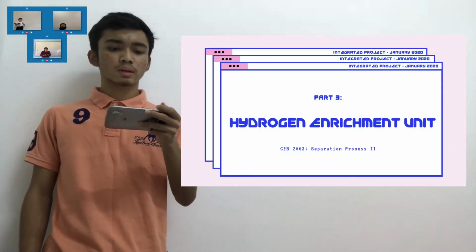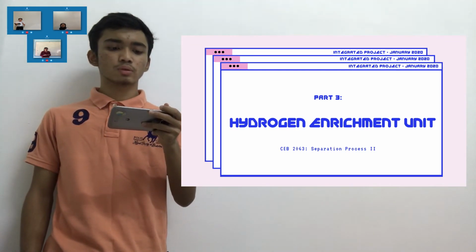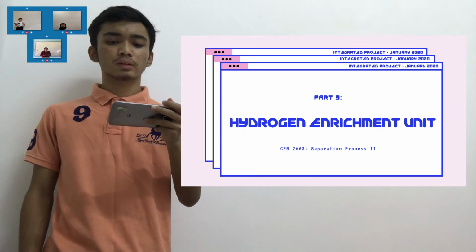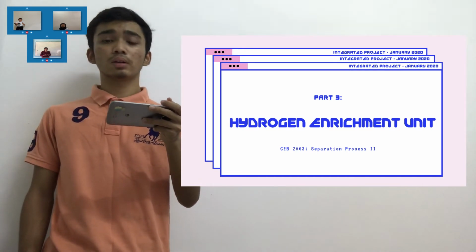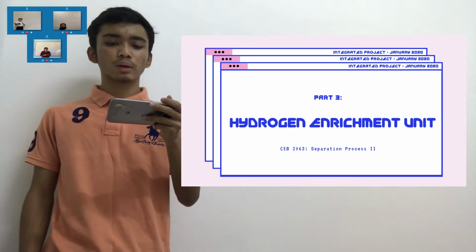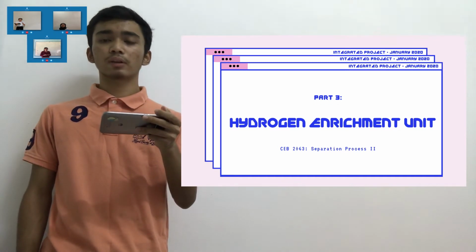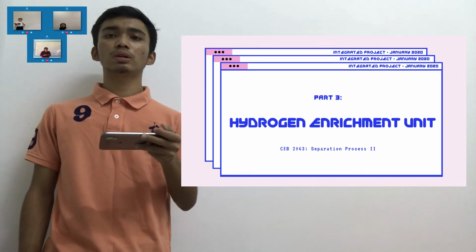Thank you. For the third part, which is the hydrogen enrichment unit for subject CEB 2063, supervision process 2, this part will discuss the special technique for the flue gas from a steam methane reactor which has previously been passed through an adsorption unit via the adsorption method. In order to understand more about the unit design, we will discuss thoroughly the type of adsorbent and its isotherm, the type of adsorption unit, design parameters of the adsorption column, and also the regeneration method.